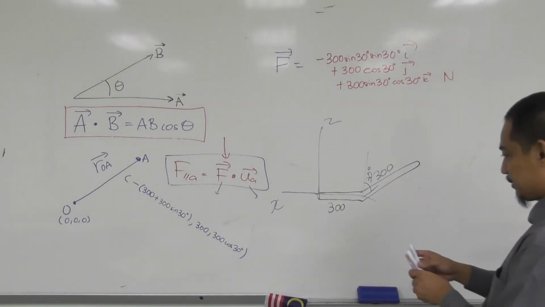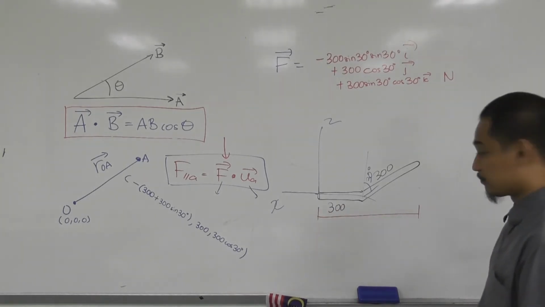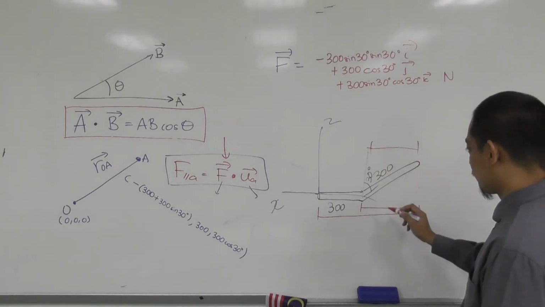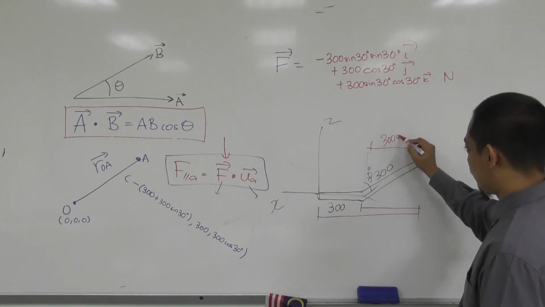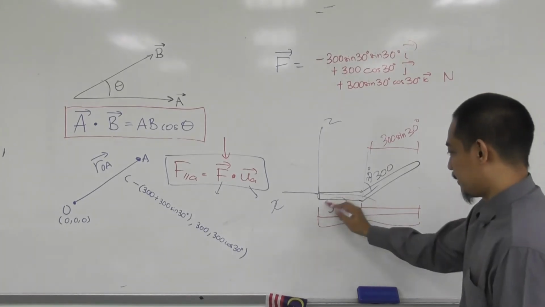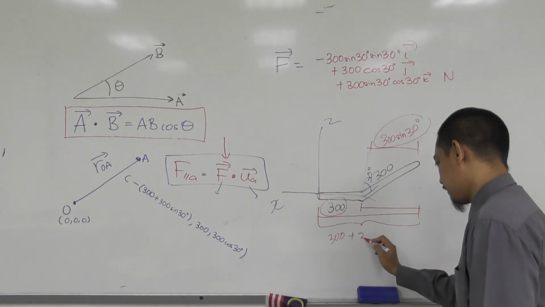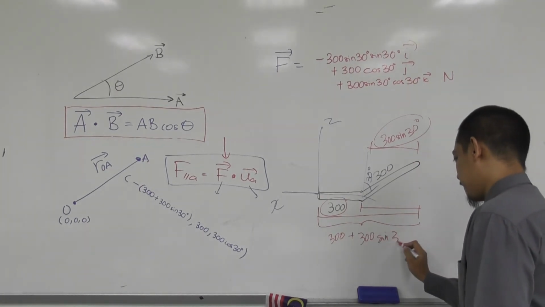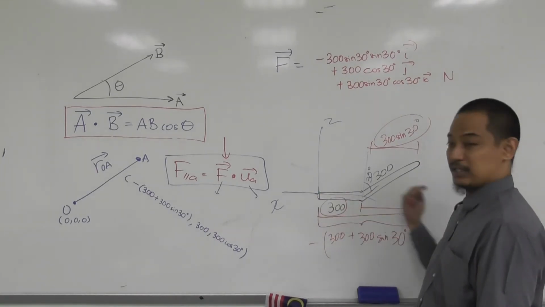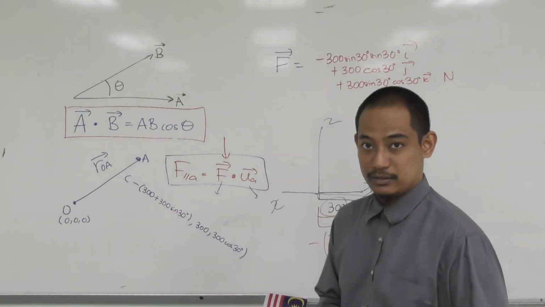So the question is, what is the x coordinate? The x coordinate must be this one, meaning 300 plus whatever that is. And what is this? 300 sine 30, right? So this whole thing is 300 plus 300 sine 30. And this whole value must be negative because it's on the negative side. So the coordinate will be negative, 300 plus 300 sine 30 in the bracket.